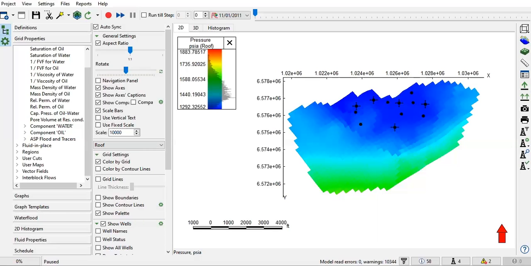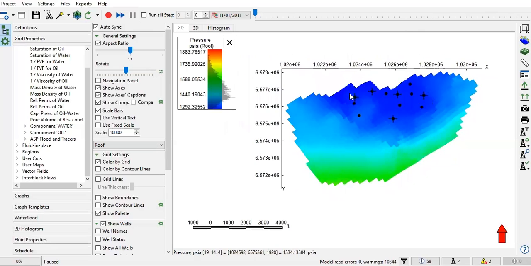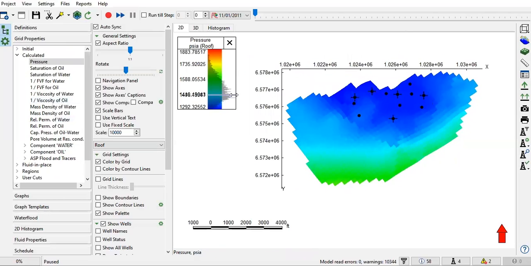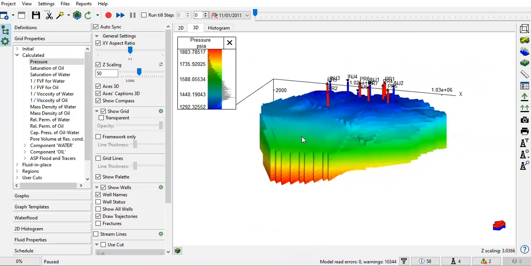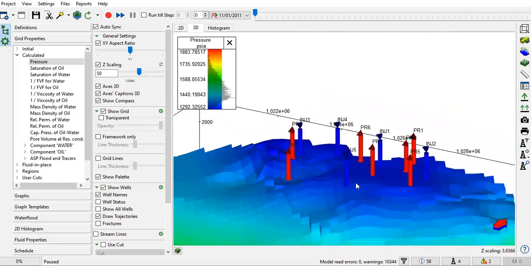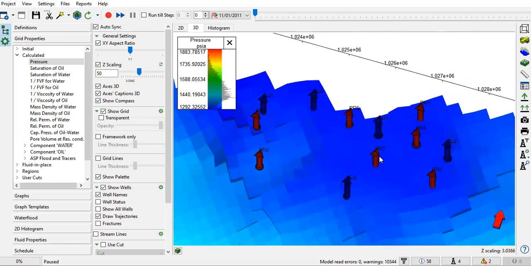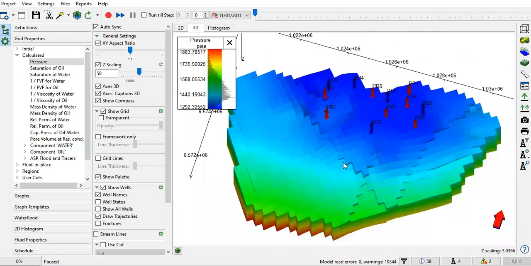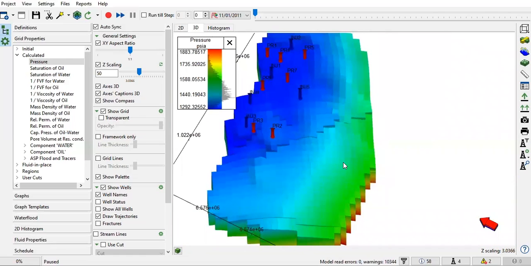So this is the case example from tNavigator. As usual, we will start by introducing the model. This is our pressure map in 2D map, and this is the 3D model. Looks good, right? And you can see we have 7 producers and 5 injectors. In this video, we will perform enhanced oil recovery using polymer injection.